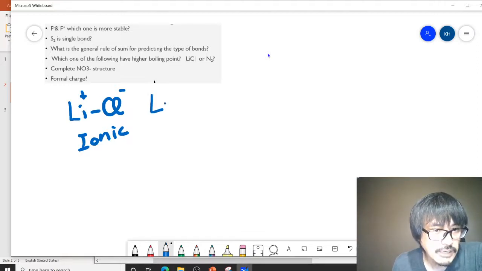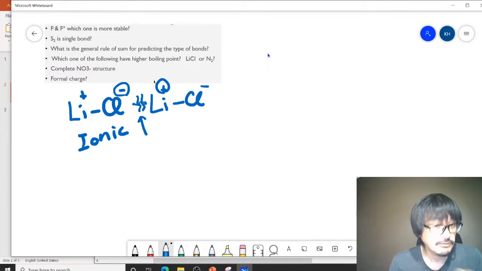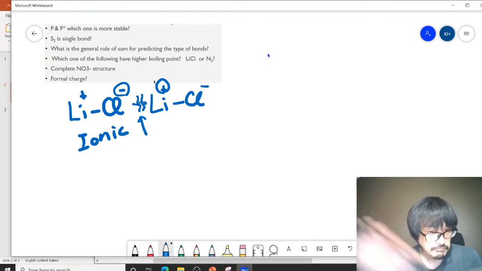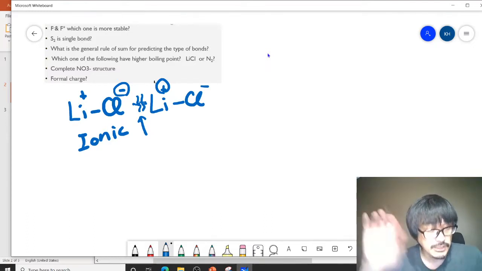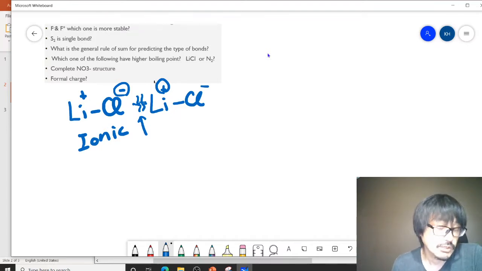And when you have two lithium chlorides next to each other, the lithium right here and the chlorine right here, having positive and negative charges, are going to be attracted to each other by strong positive-negative interactions, and it's going to be very difficult for you to separate them. So you're going to have to really heat it up to rip off one of the molecules from the rest of the stuff. For that reason, the boiling point is going to be high.